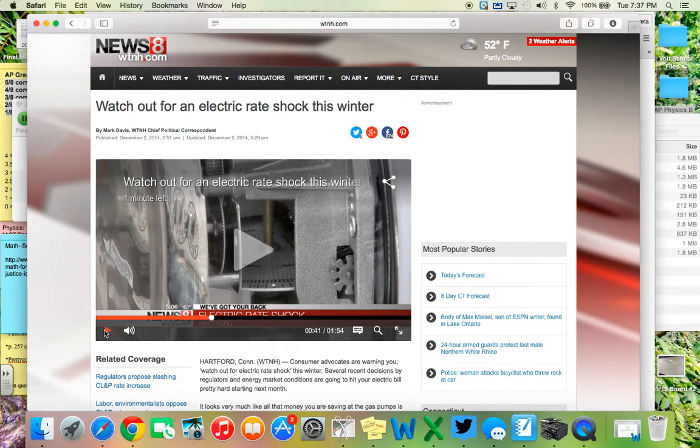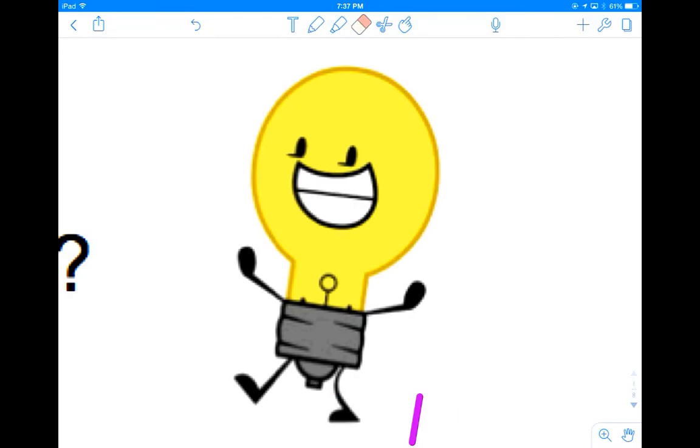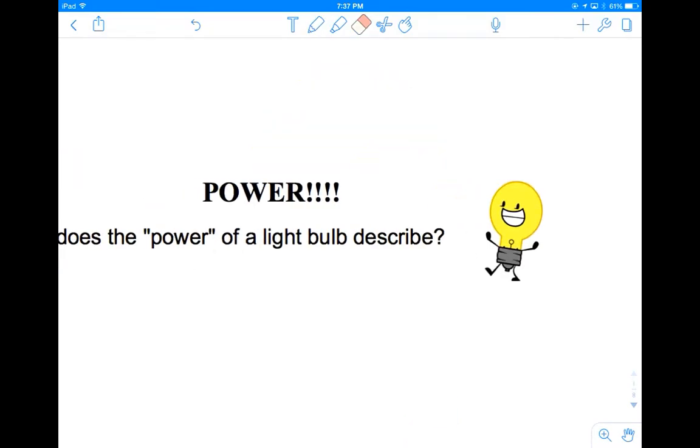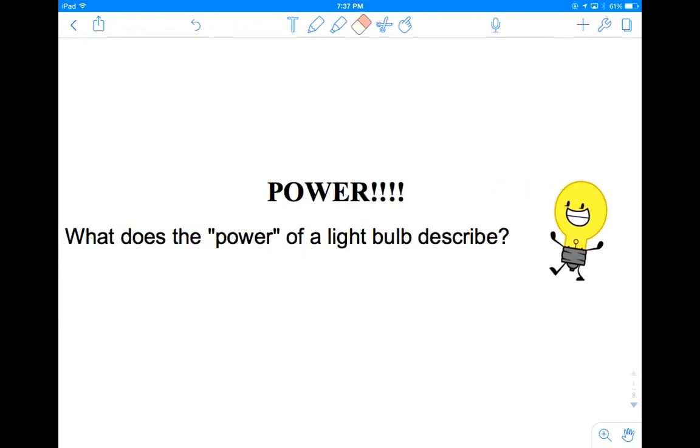So, let me pull up my iPad on the screen real quick. Yay! Look at our little energy mascot, our little electrical mascot here. I want to talk about the idea, first of all, of the power of a light bulb. We talk about the power of a light bulb as being something like, for example, 90 watts. Now we know the wattage determines how bright our light bulb is.